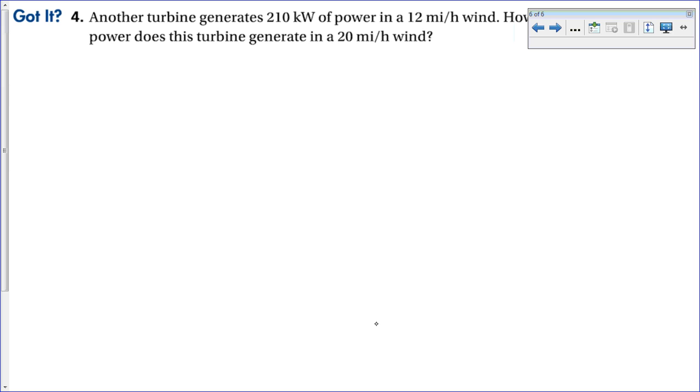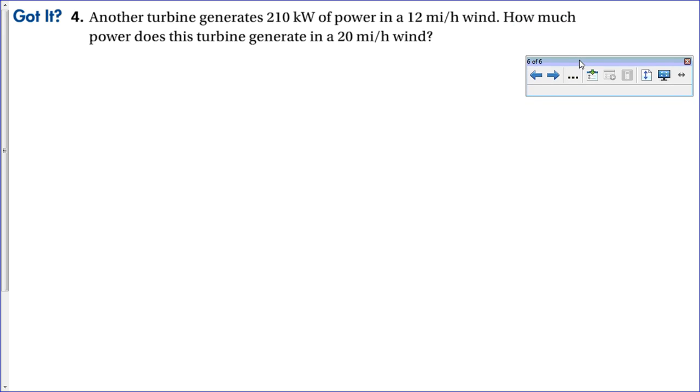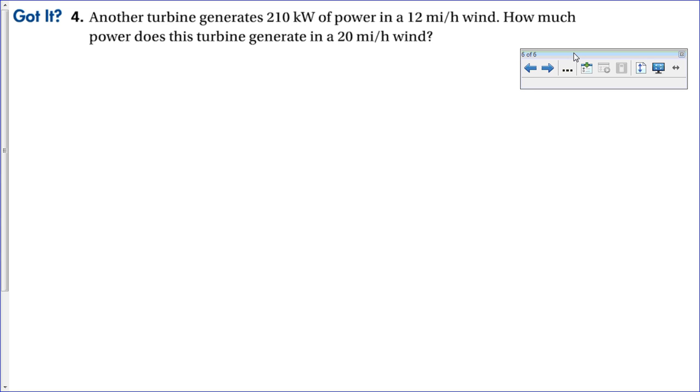All right, last thing. Let me move this out of the way. It says another wind turbine generates 210 kilowatts of power in a 12 mile per hour wind. How much power does this turbine generate in a 20 mile per hour wind? All right, so pause the video and solve this.